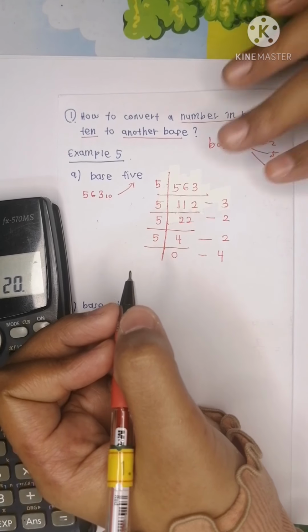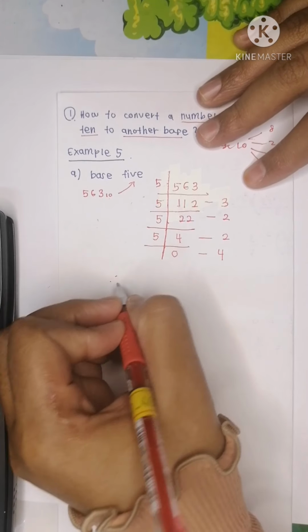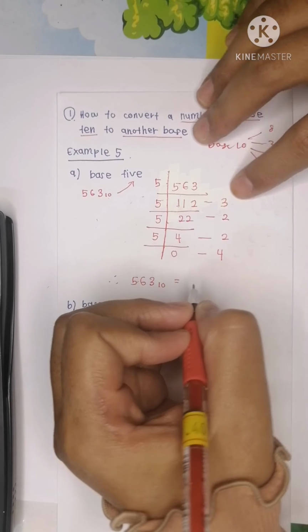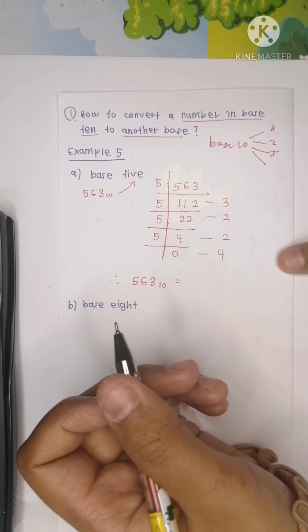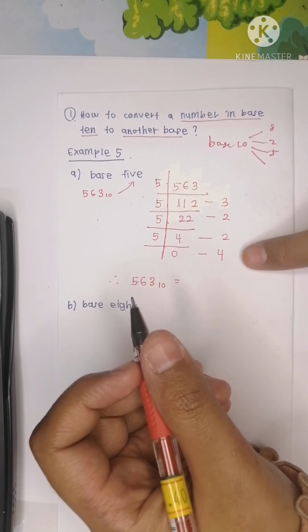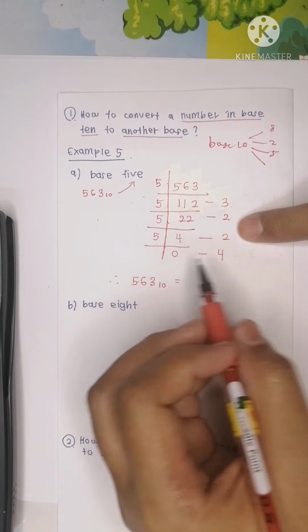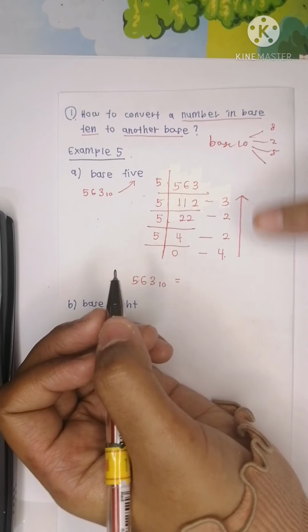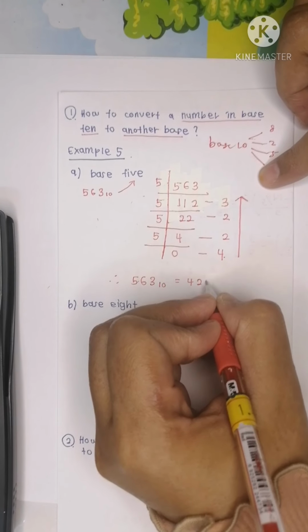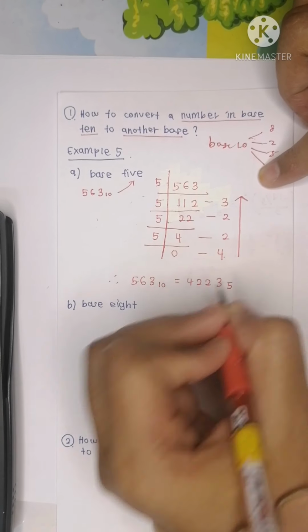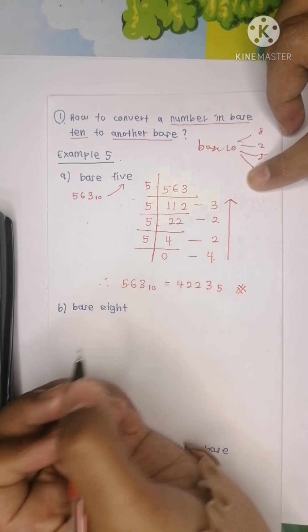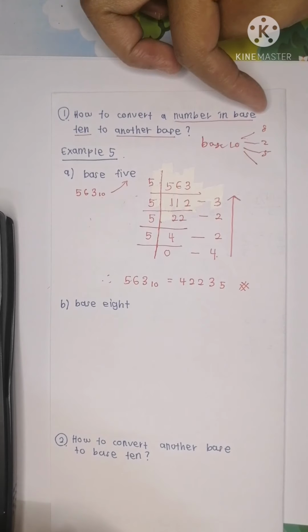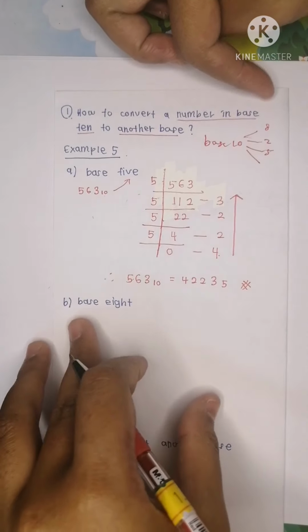So your final answer is 563 base 10 equals, and let's look carefully at how I arrange the remainders. You start with the last remainder, 4, and read upwards: 4, 2, 2, 3, base 5. So this is how you convert from base 10 to another base.